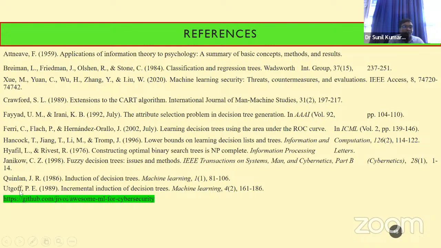These are a few references which I have used to prepare this particular slide, I mean PPT. And the link is this GitHub link. You can open it and you'll see that many models and much research has been done towards machine learning security. You can explore it. So that's all from my side.